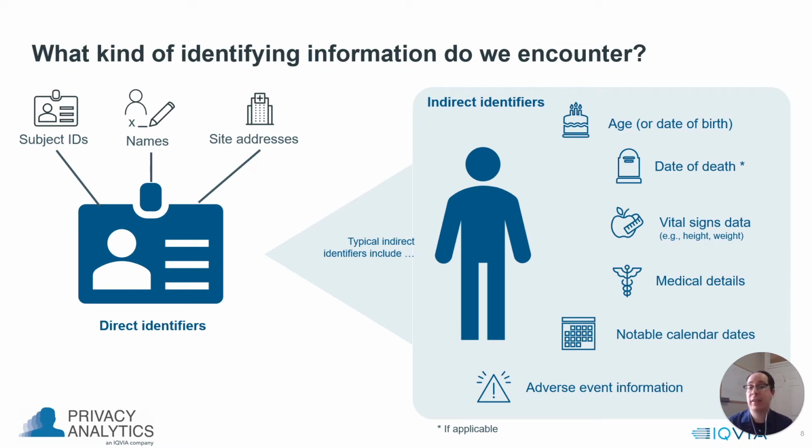So we have indirect identifiers such as age, vital signs data like height and weight, and we also have adverse event information related to the study, which constitutes descriptions of serious and non-serious medical conditions that develop over the course of treatment for a given data subject. So then, how would these quantities look when embedded in a clinical document?